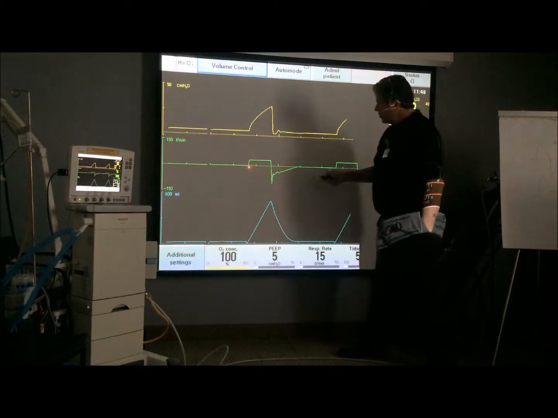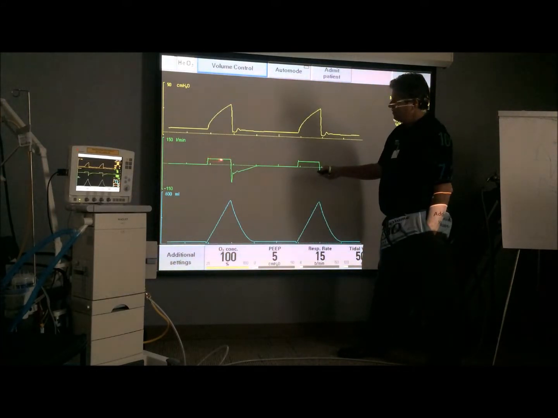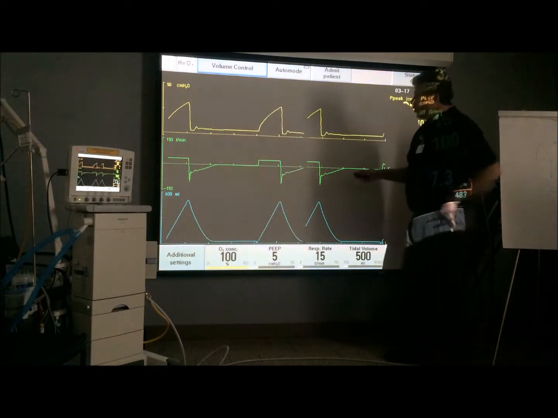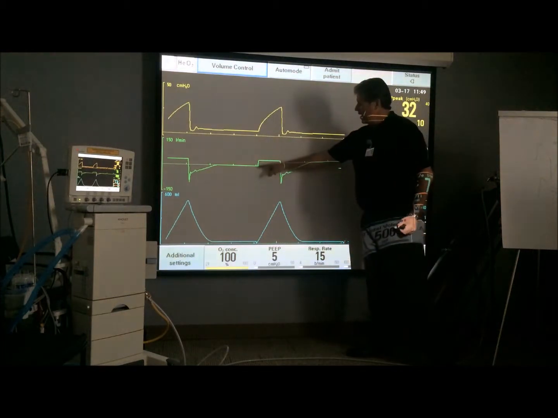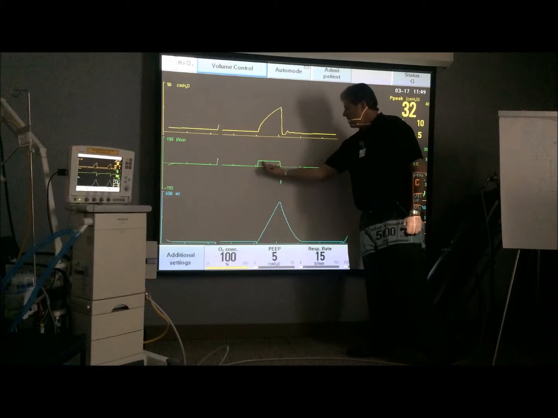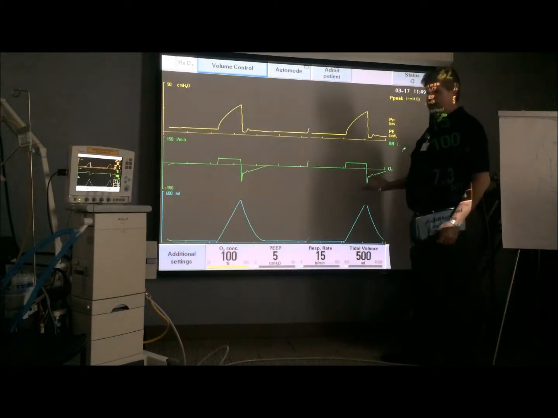If we look at this flow graphic, we're delivering this flow going up here, that's 30 liters per minute, and we're asking the ventilator to deliver a constant flow of 30 liters per minute for 1 second. So if we do the mathematics, 30 liters per minute times 1 second, the area underneath this curve is the amount of volume that we're delivering.